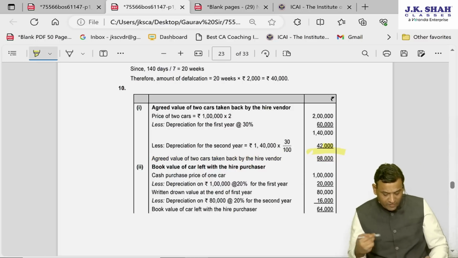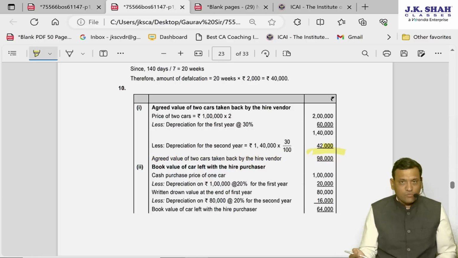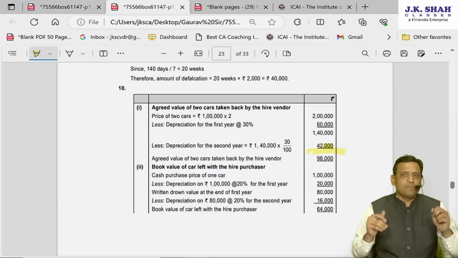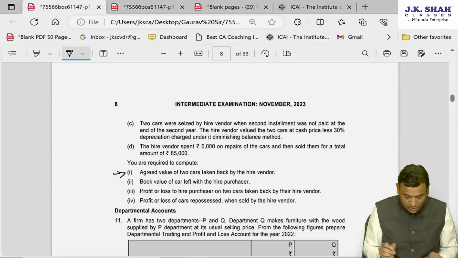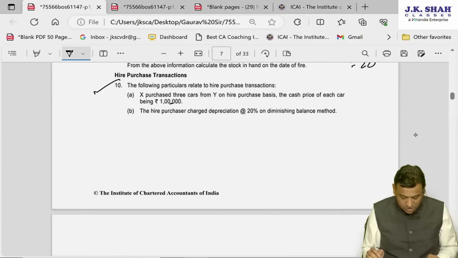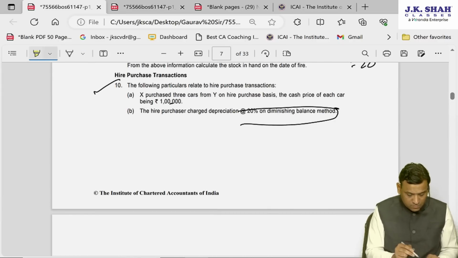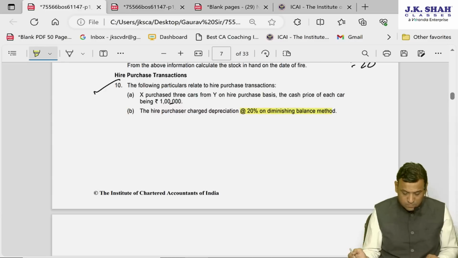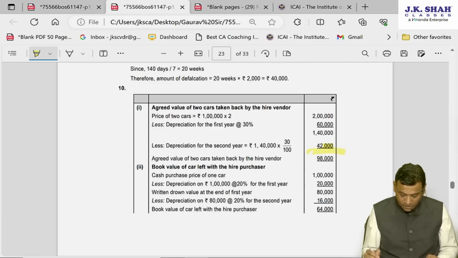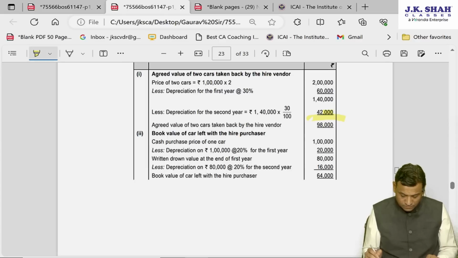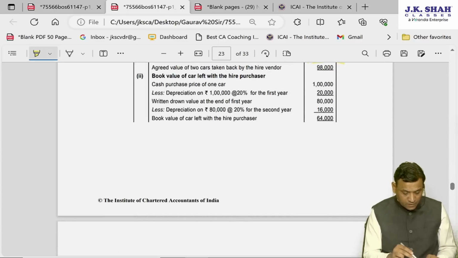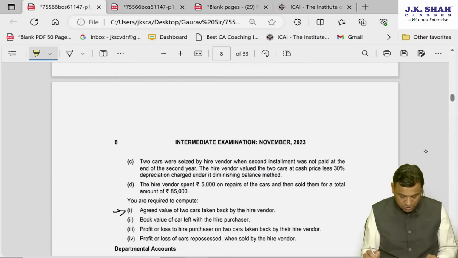This. Now the book value of the car. One car. What will be the book value? Sir, I would have charged depreciation at 20%, because for the buyer the rate was 20% diminishing balance. Look here. Okay, so in the books of the buyer, 64,000. Third question. What is the third question?